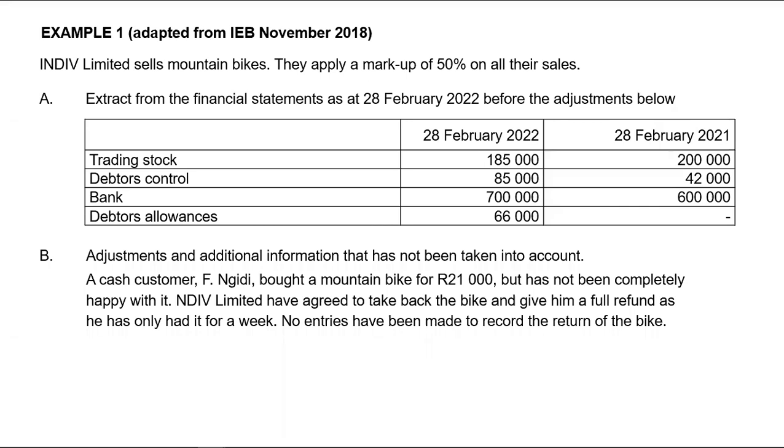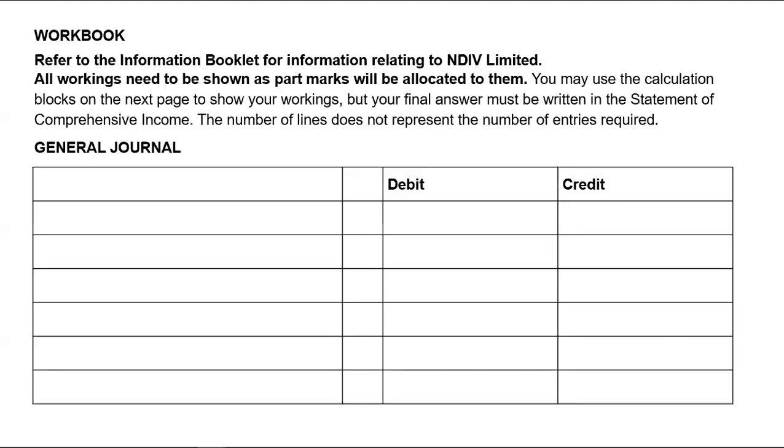Now, note that after what we have just processed, our debtors allowance is no longer sitting at 66,000. It is now sitting at 66,000 plus 21,000, which will give us 87,000. Let me just confirm. Yes, 87,000. Okay. So we need to close this off against sales.